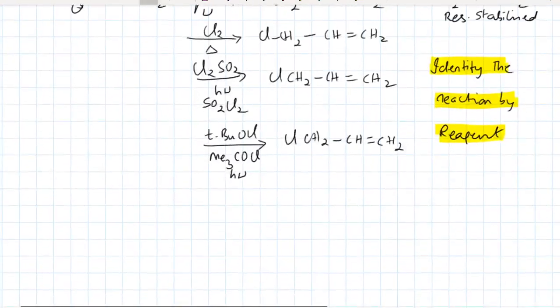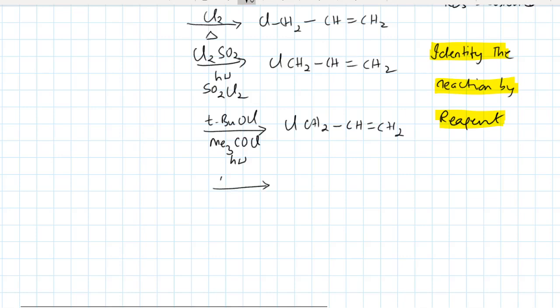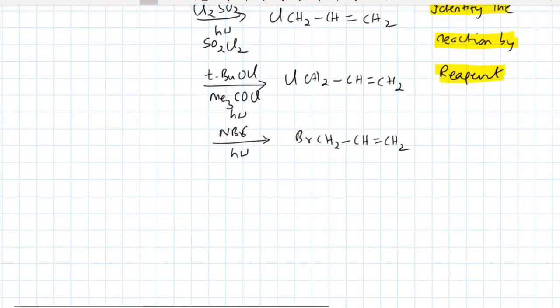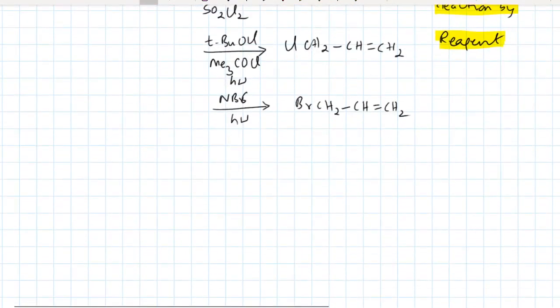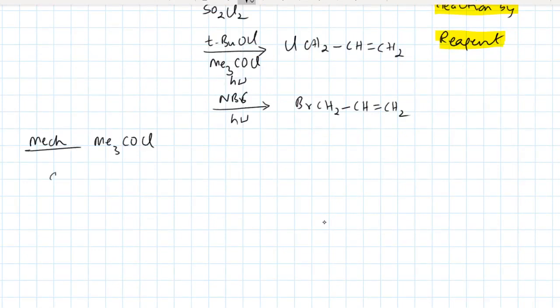And you also have one more reagent, N-bromosuccinimide, we say NBS, in the presence of light. Since bromine is present in that compound, it will give you a bromine derivative. So we will see the mechanism of these two, first that of tertiary butyl hypochlorite, Me3COCl, which is CH3 C CH3 CH3 OCl, like this.